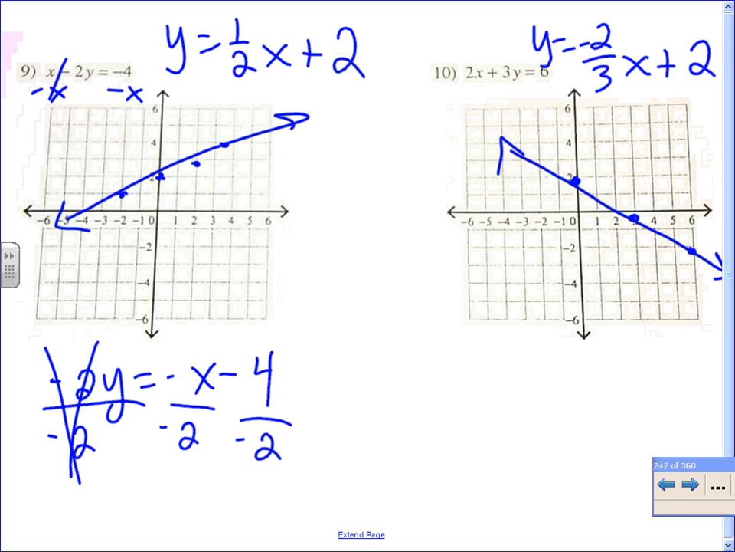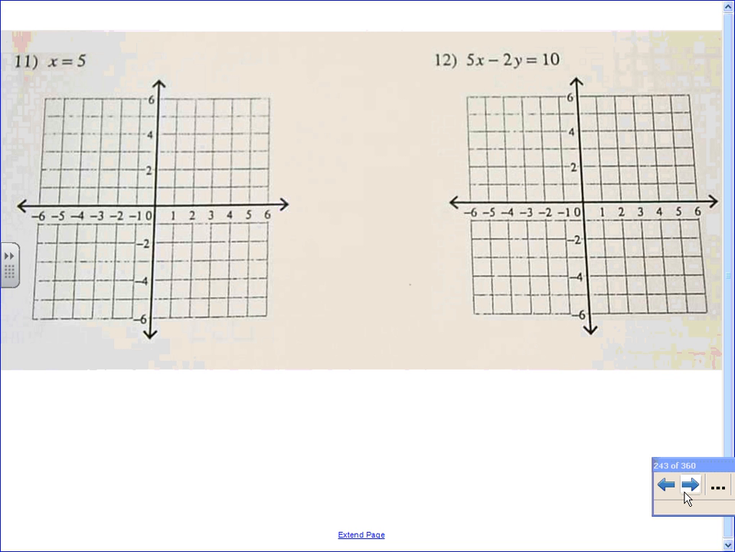Okay, last 2. 11. Justin, what should 11 look like? Yep. Good. What is the slope, Justin? Good. A slope is undefined.